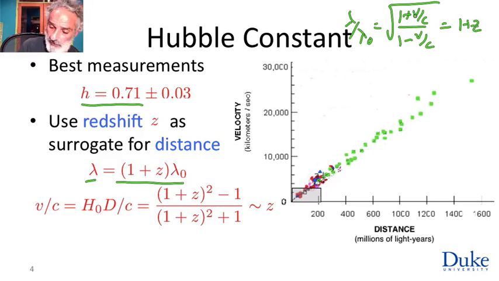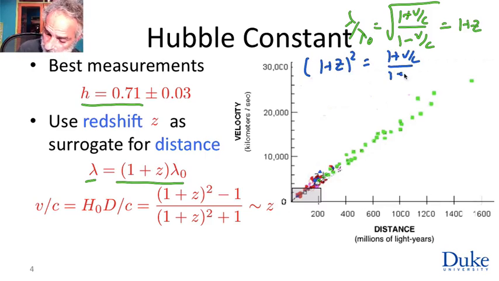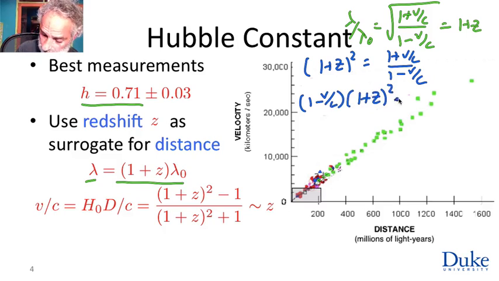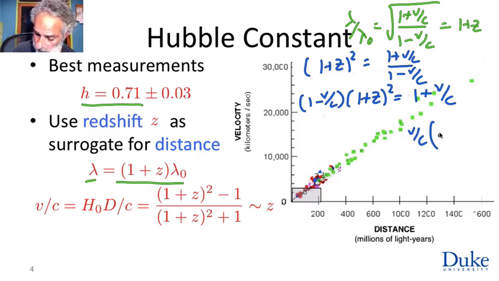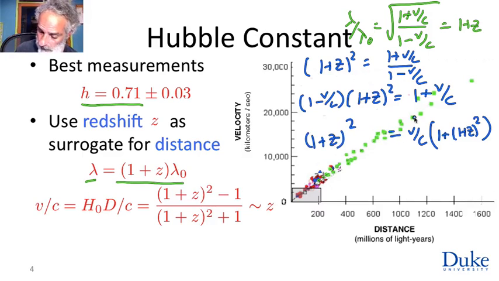So the first thing I want to figure out is how z determines v. And so I want to solve this for v over c. And the first thing I do, of course, is I square both sides. And I write that (1 plus z) squared is equal to (1 plus v over c) over (1 minus v over c). Then I multiply both sides by 1 minus v over c, and I find (1 minus v over c) times (1 plus z) quantity squared is equal to 1 plus v over c. And then I move all the v over c's over here, so I have v over c times (1 plus z) squared. And then everything without v over c goes over here, and that's (1 plus z) quantity squared minus 1. So I solve for v over c, and I get that v over c is ((1 plus z) squared minus 1) divided by ((1 plus z) squared plus 1).